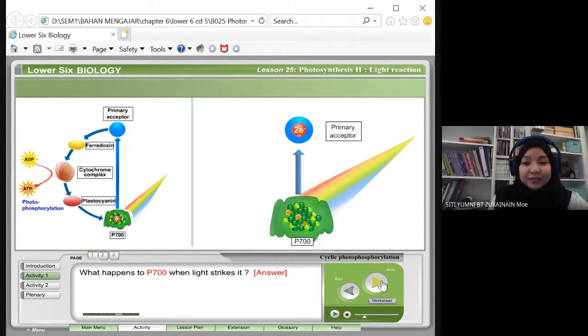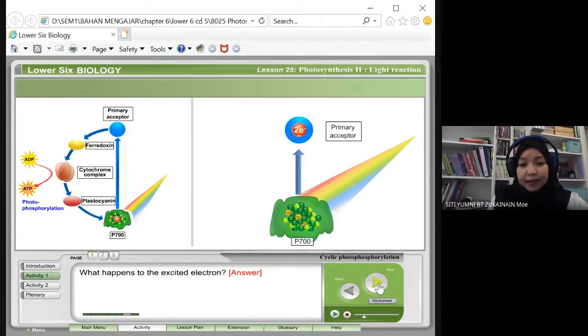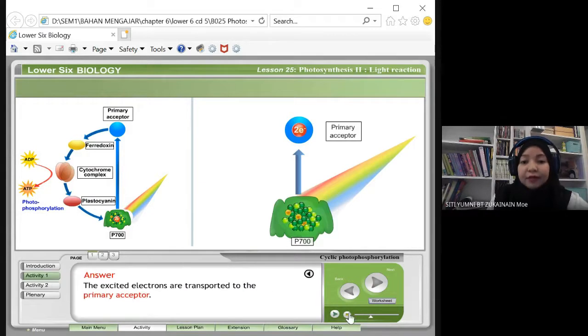Okay, let's look at this phenomenon. What happens to P700 in the cyclic photophosphorylation when light strikes? The same thing goes to the photosystem. Electrons in the photosystem are excited to a higher energy level. And then what happens to the excited electrons is the same: they will be transported to the primary acceptor.